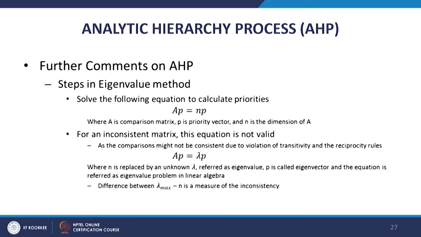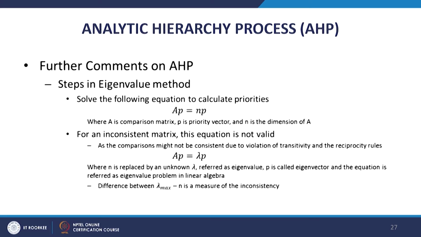If we look at the eigenvalue method, this is the equation: AP equals NP, where A is the comparison matrix, P is the priority vector and N is the dimension of A. This equation has to be solved to calculate priorities. If the matrix is inconsistent, then this equation is not going to be valid, and we use another unknown variable called lambda. So the equation becomes AP equals lambda P. This lambda is referred to as the eigenvalue, and P is the associated eigenvector. This kind of equation formulation is referred to as the eigenvalue problem in linear algebra.